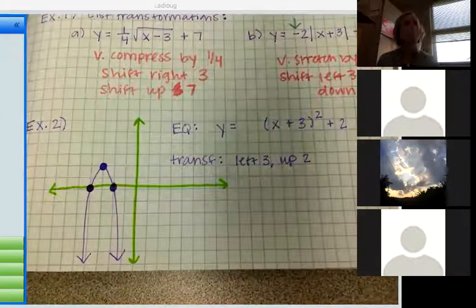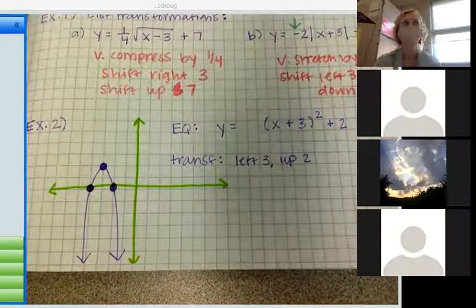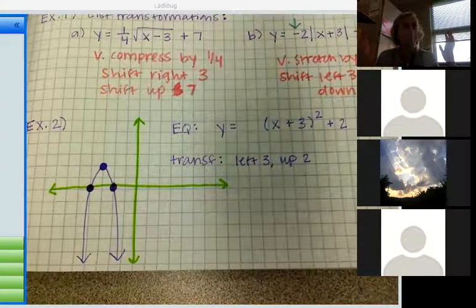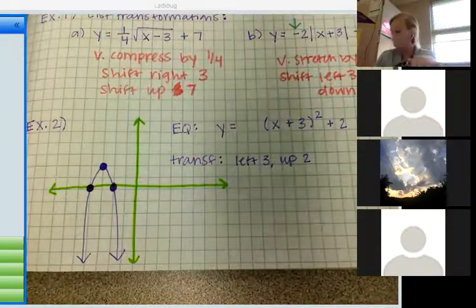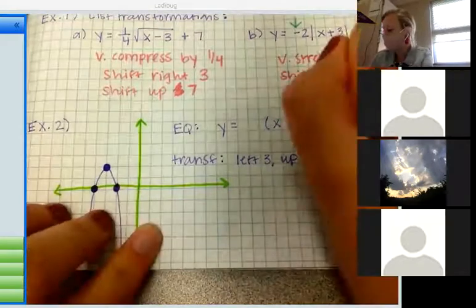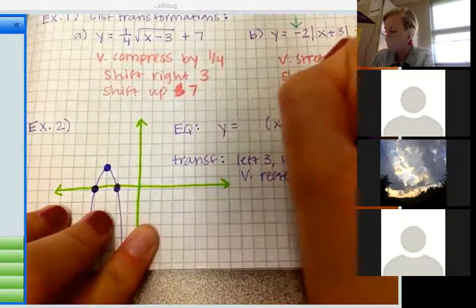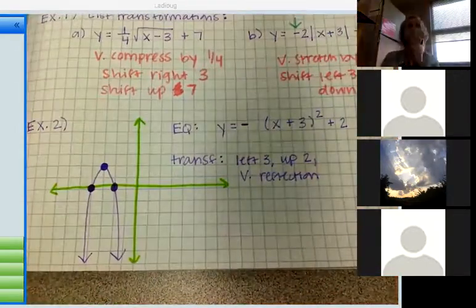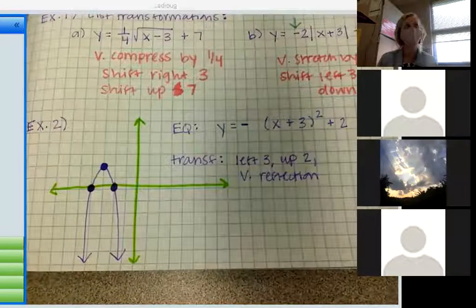Now, what else do we normally know about parabolas? Where did our parent parabola open? It was concave up, right? Where's this one facing? Which means we did what? Vertical reflection. Very good. Do you guys see how I'm just using the graph to figure out what we did to the equation? So I can write it? Yes. Okay.